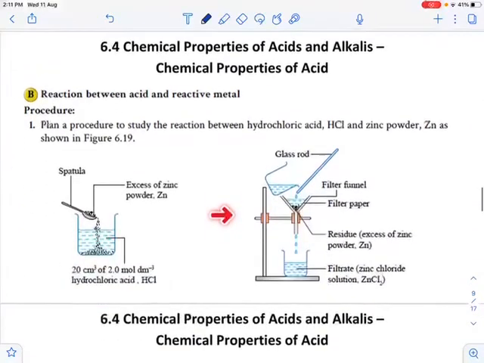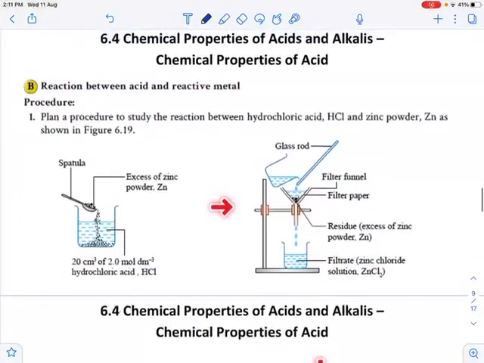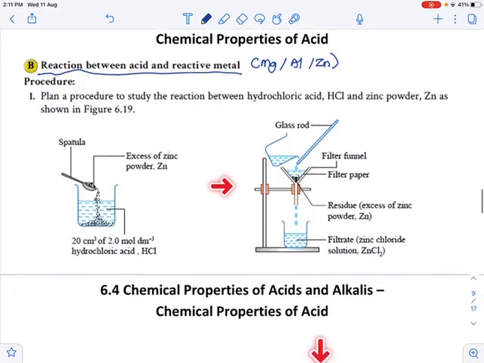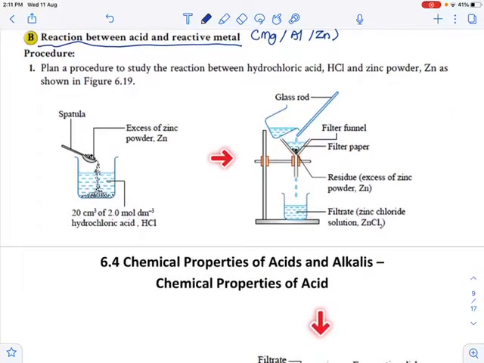Okay, next. The second chemical property of acid is the reaction between acid and reactive metal. Usually the reactive metals we use are magnesium, aluminium or zinc. Look at the procedure of this experiment. Pour 20 cm³ of 2.0 mol dm⁻³ hydrochloric acid into a beaker, and then add excess zinc powder into the hydrochloric acid.